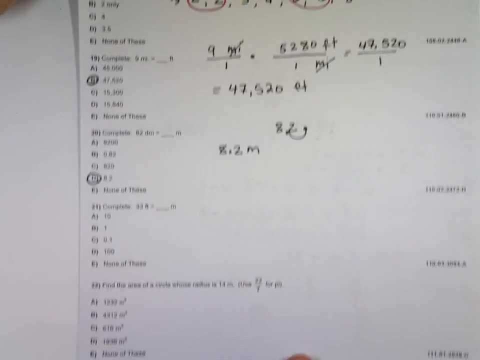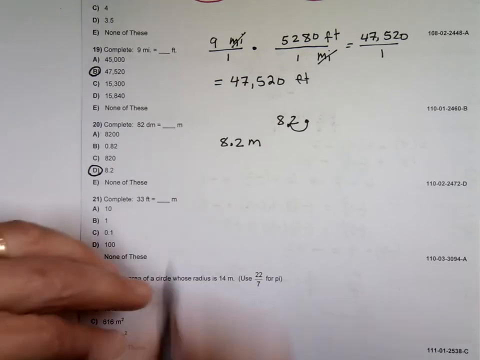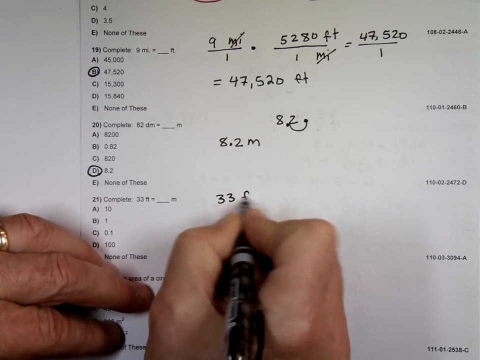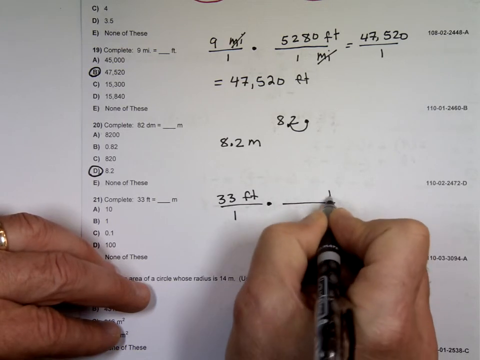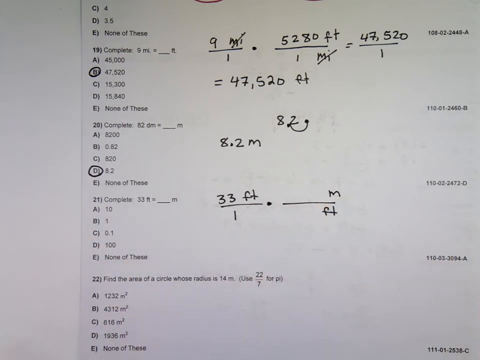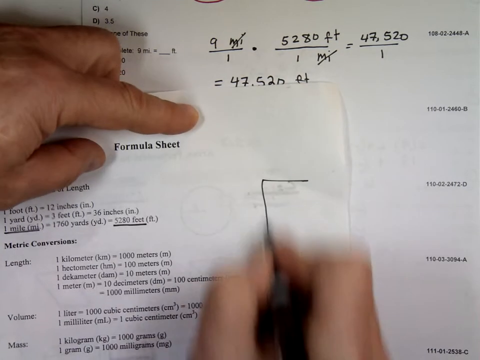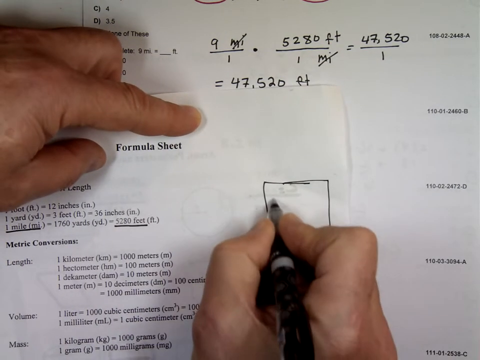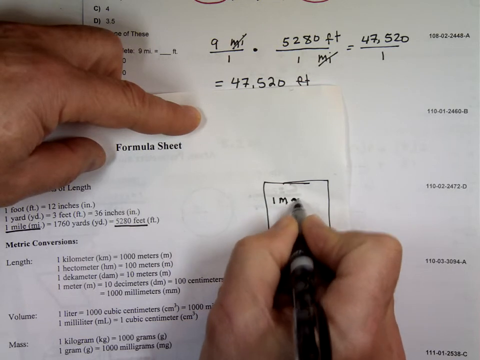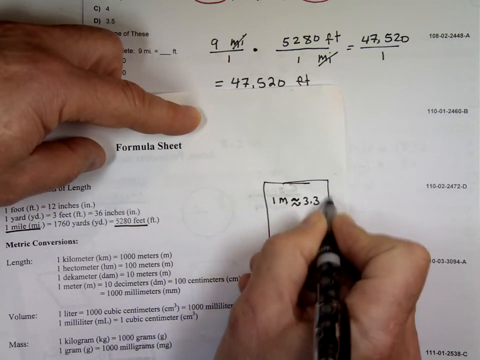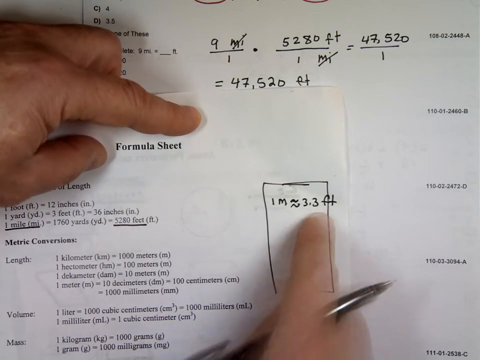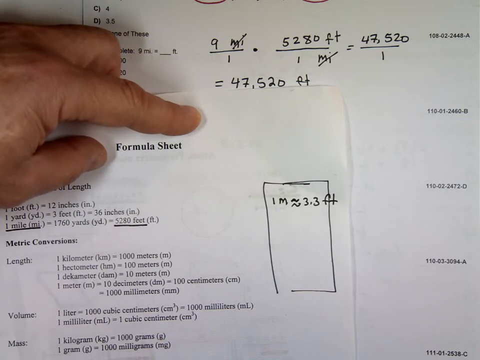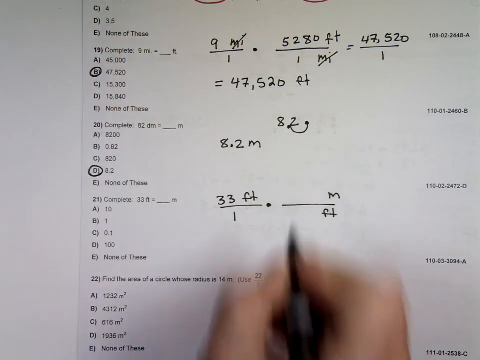Number 21. Convert 33 feet, that's over 1, from feet to meters. Now, this handout I gave you doesn't have that on it, but the one in the Math Center does. On the right, you'll see one that says 1 meter equals approximately 3.3 feet. That one has it, so you don't have to know that one. It's on that cheat sheet. So knowing that, plug it in. 1 meter is 3.3.